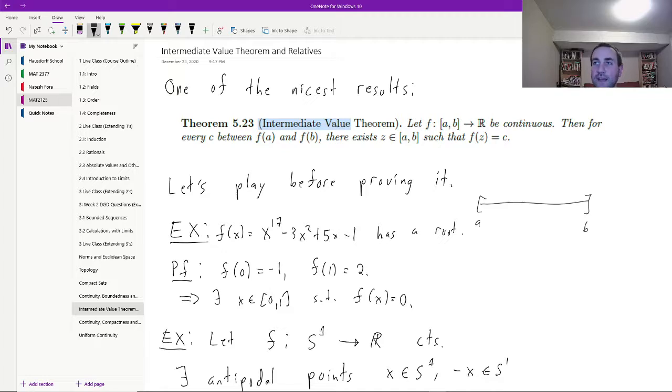If we have that f of a is equal to some value up here, f of a, and f of b is some other value down here, f of b, then for every line in between f of a and f of b, so this is line c, there exists some point z between a and b so that f of z is exactly equal to c.